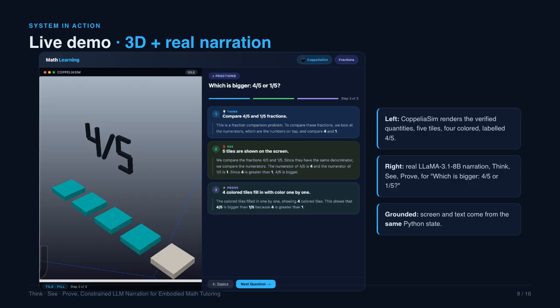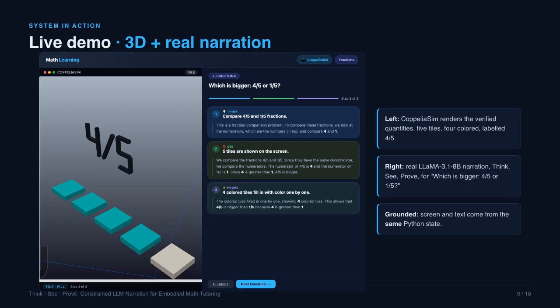Think introduces it. This is a fraction comparison problem, and we look at the numerators, the numbers on top. See does the reasoning. The denominators are the same, so we compare 4 against 1, and 4 is greater. Proof confirms it. 4 colored tiles out of 5, so 4/5 is bigger than 1/5, because 4 is greater than 1.